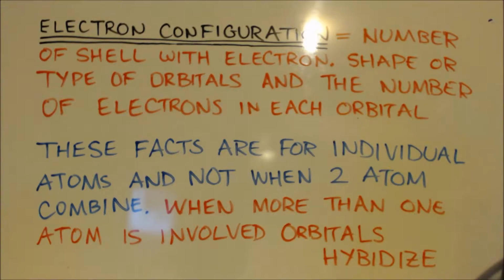I'm going to go into what an electron configuration is. Electron configuration is basically a set of numbers and letters that tell you the number of shells with electrons, the shape or type of orbitals, and the number of electrons in each orbital. Keep in mind, all these facts and electron configurations are just for individual atoms and not for when two atoms combine. When more than one atom is involved, orbitals will hybridize. I'll get into that in a later video.